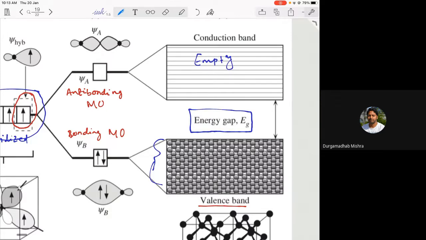First you have formation of hybridized orbitals. From hybridized orbitals, you have the formation of the bonding and anti-bonding orbitals. And those energy states further split and form the valence band and conduction band. Since the bonding orbital is fully occupied, the valence band is also completely filled, and the conduction band is empty, and there is a huge energy gap here as well. This energy gap will still be there when the bands are formed. And what is the energy gap?